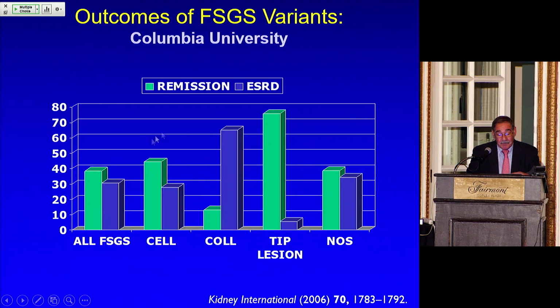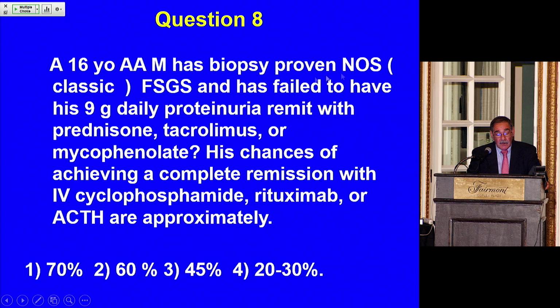So what's the data? This is taken from the Columbia series, but the University of North Carolina series shows exactly the same thing. Here is remission, low with the collapsing, very high with the tip. Here's end-stage renal disease, very high with the collapsing, very low with the tip. This is classic, not otherwise specified, right in the middle. That's all focal sclerosis. It comes out about the same as the classic one because there's the most of them. So again, things to remember for focal sclerosis.